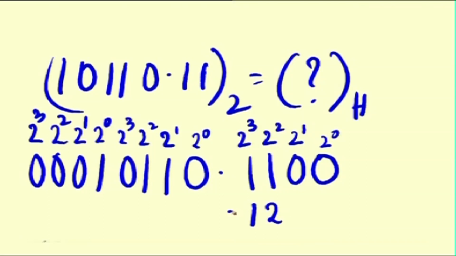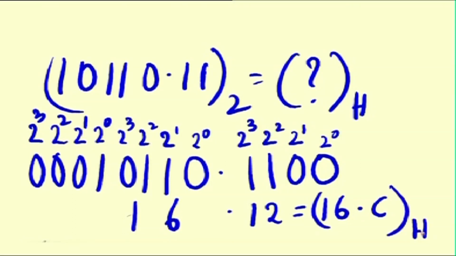But you should not write it as 12. How much is this? This is 2 plus 4, which is 6, and this gives you just 1. So you can see that the answer will not be 16.12, but it is 16 point, what is 12? ABC. So this is the hexadecimal equivalent of the number that I have given.